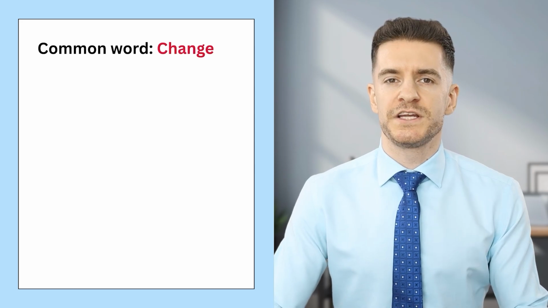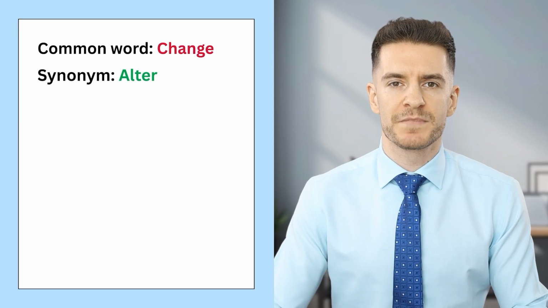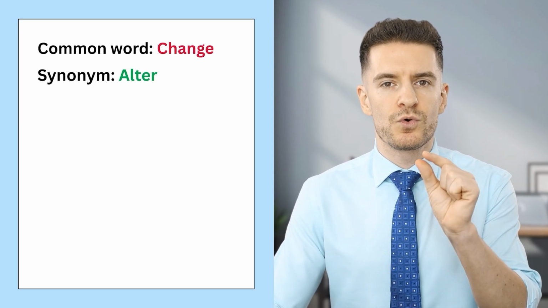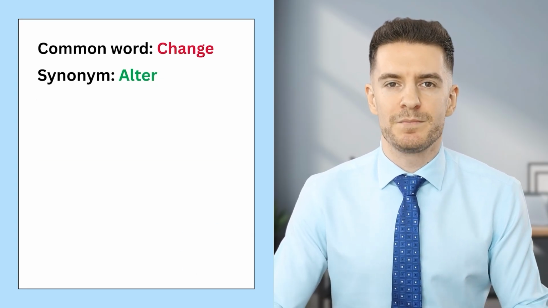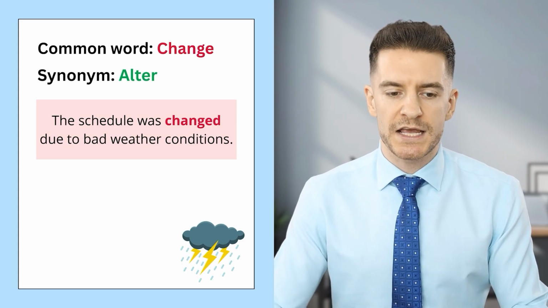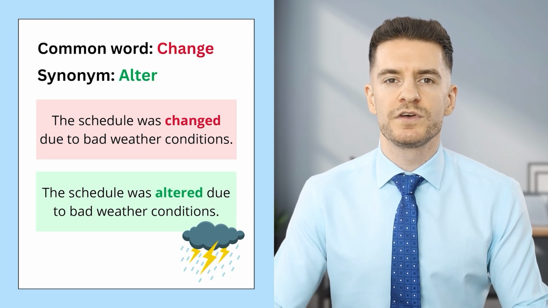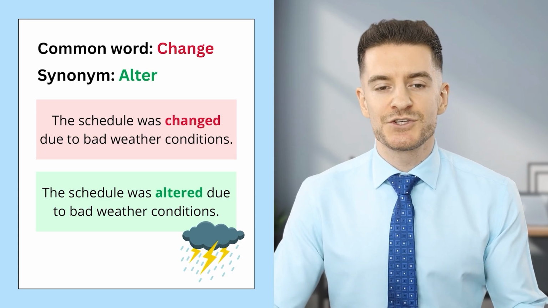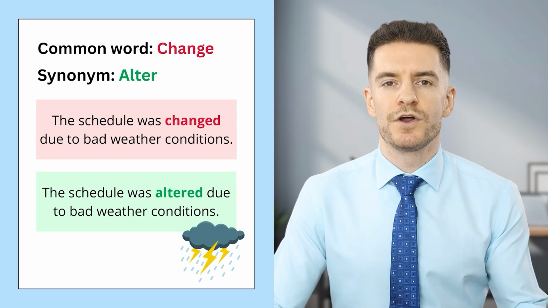Moving on to word number 12, which is change. Obviously, change is a very common word. So instead of saying change, you could use the word alter. Now, please note that with alter, it's normally used to talk about a small adjustment or a small change, not something major, not something big. For example, the schedule was changed due to bad weather conditions. Well, no, we could say the schedule was altered due to bad weather conditions. Now, note here, when we're talking about a schedule, it's probably not going to be a big change, and that's why we can use the word alter.